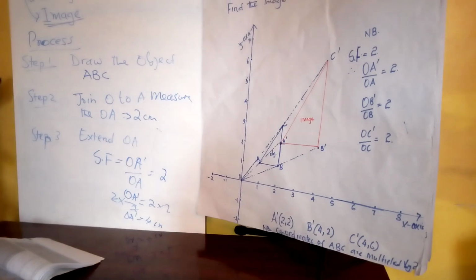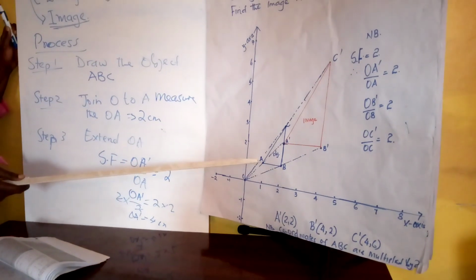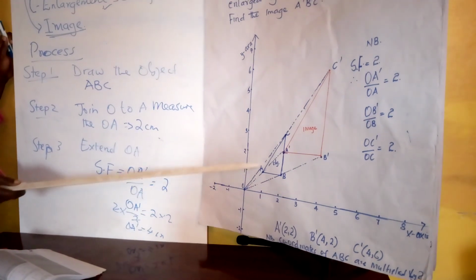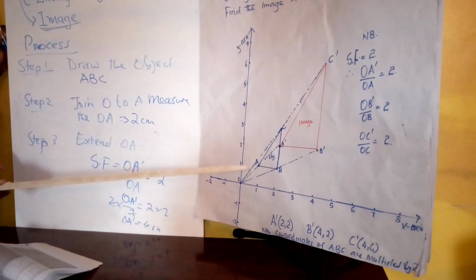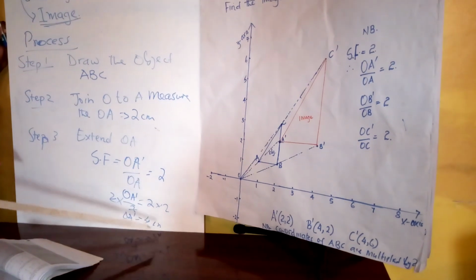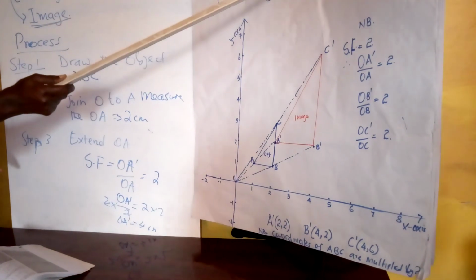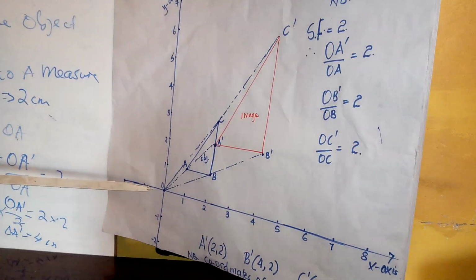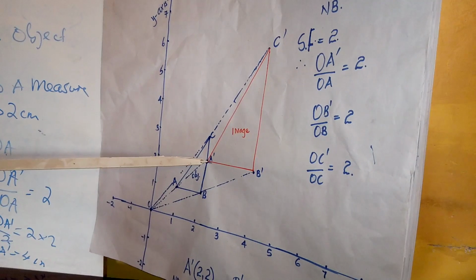So in other words, you have joined O to A. Then you extend that line. OA is 2 centimeter. Therefore, with scale factor 2, OA prime should be 4 centimeter. So you get your A prime.